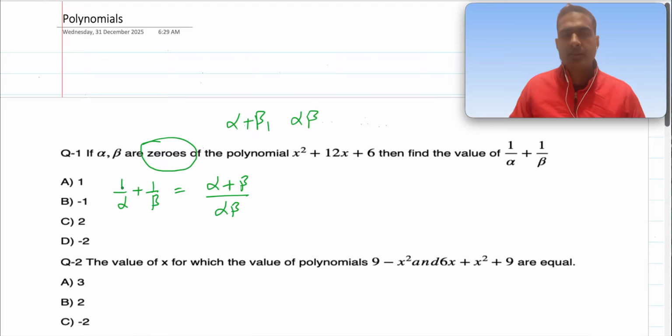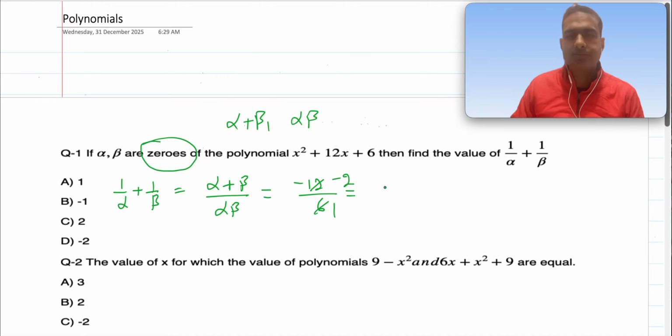So I converted 1 by alpha plus 1 by beta in terms of alpha plus beta and alpha beta, so that I can find out the sum of the roots, that is alpha plus beta, directly from this equation, that is minus b by a, minus the coefficient of x divided by the coefficient of x square. So I can write this as minus 12 because the coefficient of x square is 1, and the product of the roots, that is alpha beta, is c by a. So c is the constant term, that is 6, divided by the coefficient of x square, that is 1, so that is 6. So minus 12 by 6, if I simplify it, I will get minus 2. So my answer will be minus 2.